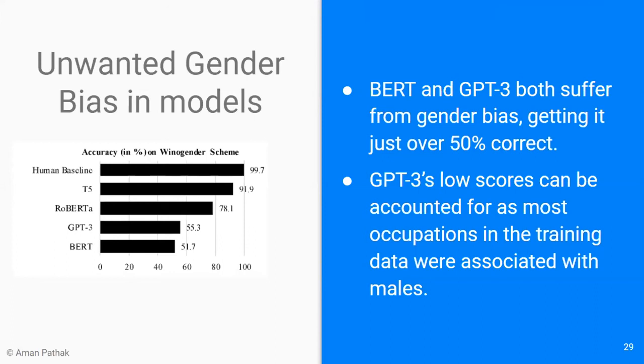We use the Winogender scheme to get accuracy scores about how biased these models are. We found that BERT and GPT-3 are highly biased, because they score an accuracy of only 50%. GPT-3 is one of the recent models. The low score can be accounted for as the training data was not filtered, and most occupations found in the training data were associated with males, male doctors, male pilots, etc.